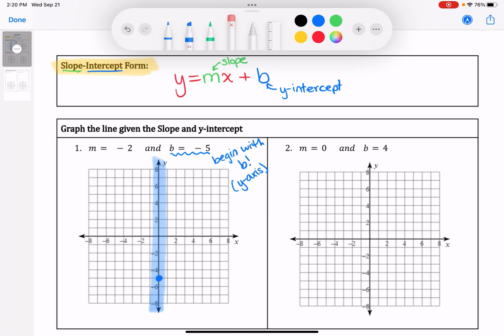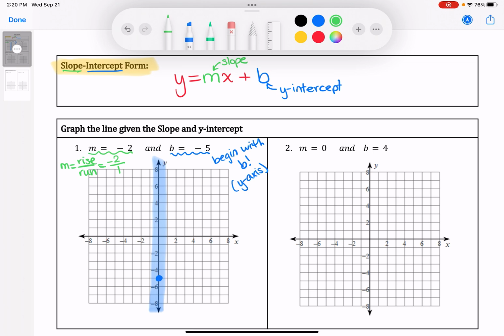And then I'm going to use my slope next. My slope, which we've talked about the last couple of days, is always rise over run. In this case, my slope is -2. That doesn't have a rise and a run, but remember, if I ever have a whole number, I can always put it over 1. If there is no run, put it over 1. That's what I always remember.